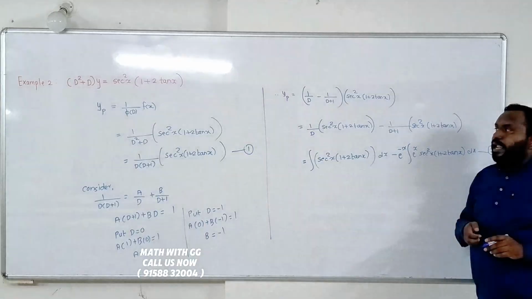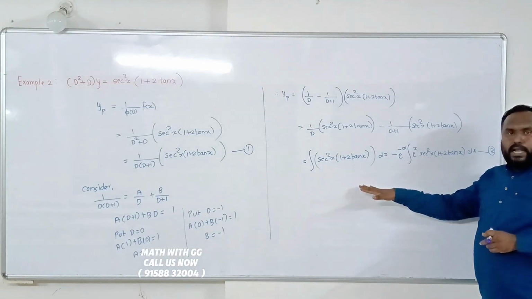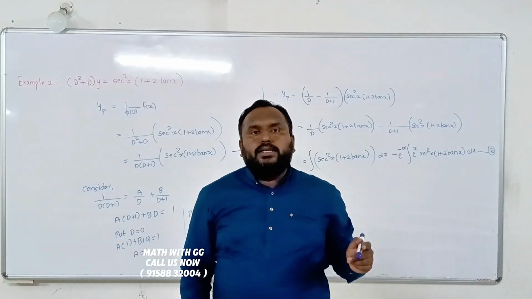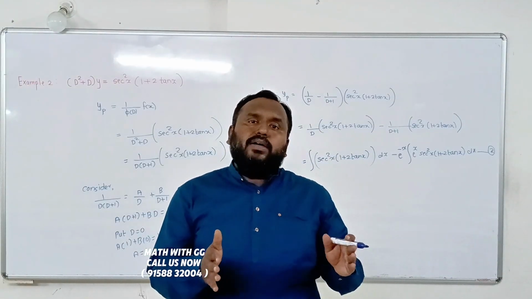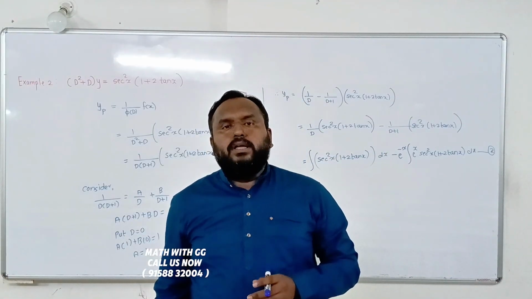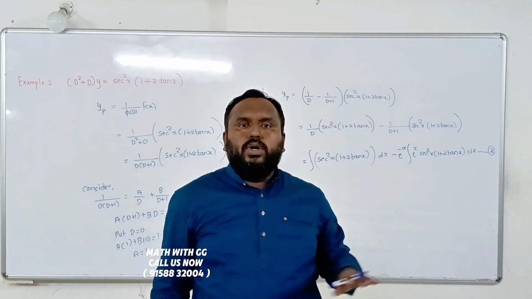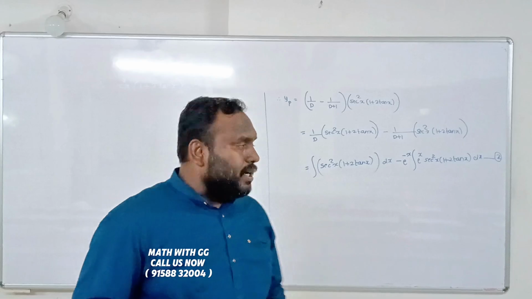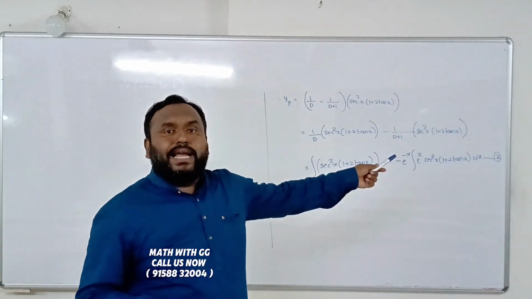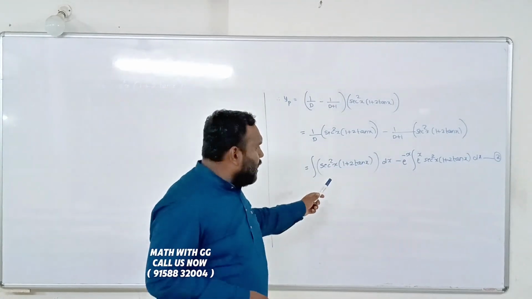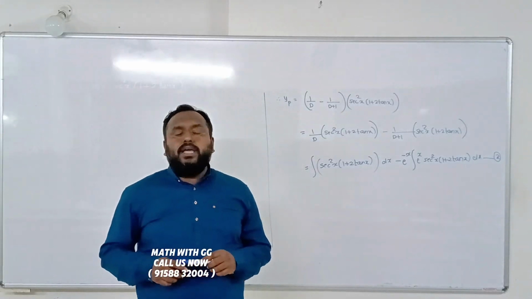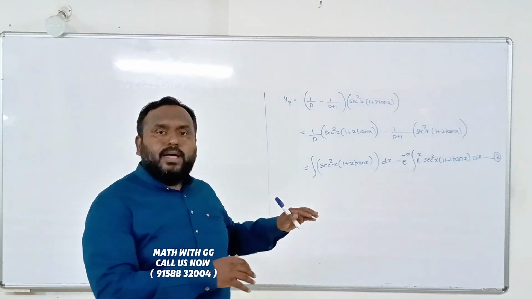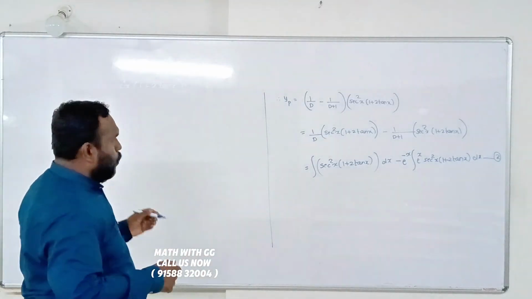Now, we will calculate these integrations separately. We will consider the first integration as I1 and the second integration as I2, and we'll back substitute the values of both integrations in equation number 2 to get the final answer. These two integrations cannot be solved directly, so we'll first calculate them separately and then back substitute in equation number 2.